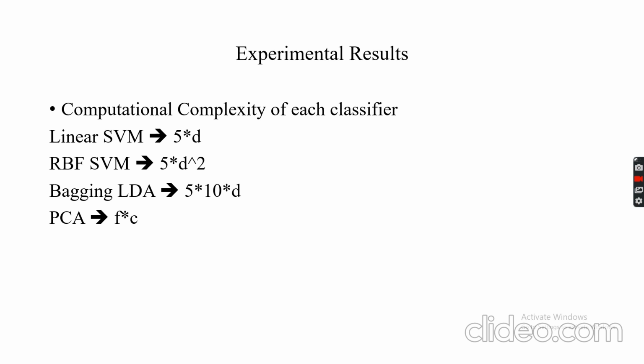In the ensemble method, we use 10 subsets of trained features for base classifiers. So the computational complexity of 5-class ensemble LDA is 5 multiplied by 10 multiplied by D. On the other hand, PCA has F multiplied by C computational complexity, where F is the number of features and C is the number of principal components.